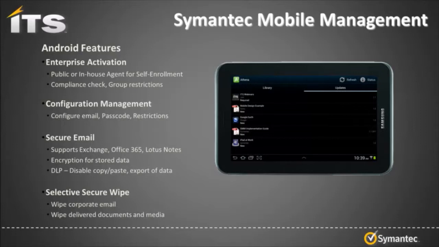On Android, we can also do selective secure wipe, which is similar to what we do in iOS. You can wipe off any email accounts that you provision through Touchdown. And you can also wipe off any documents and media that you sent down through the mobile library. The mobile library, similar to the agent we have for iOS, allows you to deliver basically any type of document or media, such as a PDF, spreadsheet, or video, securely to devices.